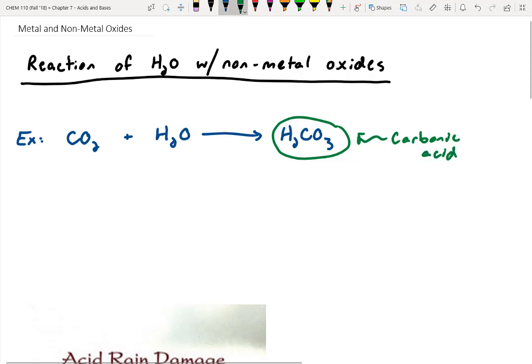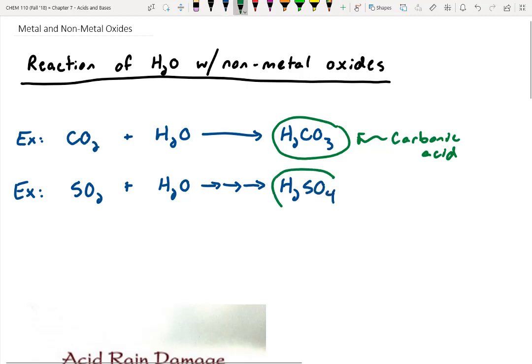All right, let's take another non-metal oxide and see what is produced. All right, sulfur dioxide. Sulfur dioxide is produced primarily from burning coal. So if you burn coal, there's often sulfur trapped inside of that coal. And when you burn it, it will oxidize and form sulfur dioxide. When sulfur dioxide mixes with water, essentially what will happen is over time this will get converted into H2SO4, which is sulfuric acid.